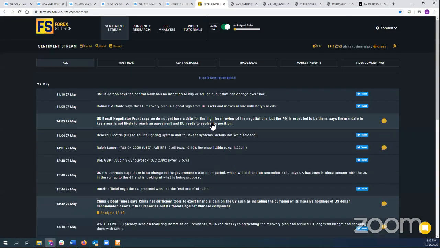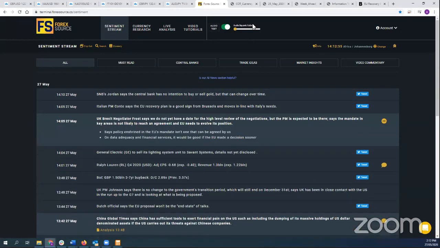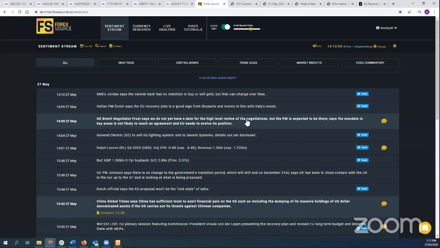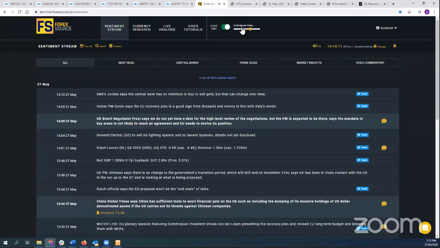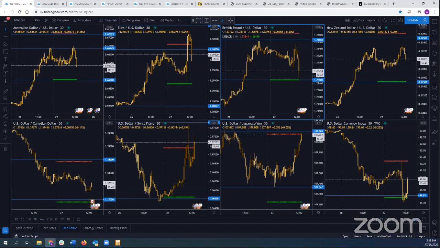Now, obviously, if I was trading this live, I would have had my audio squawk on. So apart from waiting for it to be typed out, which is quite a big announcement, we would have had this score coming in live. And that would have been an announcement that you can just literally open your chart and just sell from. So great example of why an audio squawk is so useful in trading.